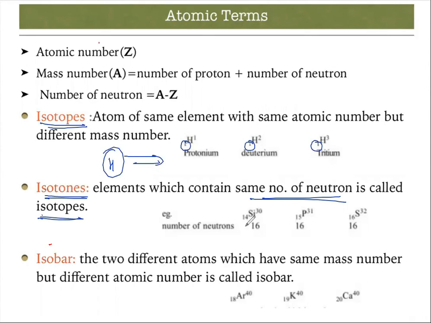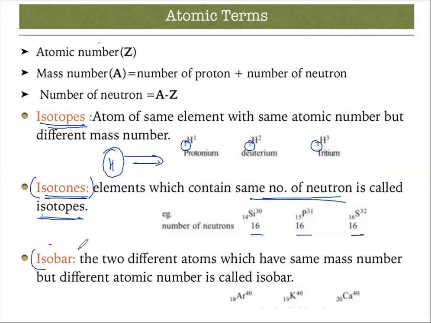How can we calculate isotones? As we already discussed, the number of neutrons can be calculated as A minus Z. Three examples are given. Here A minus Z is 30 minus 14, 31 minus 15, 32 minus 16. So in all these three cases, the neutrons remain the same. If the same number of neutrons are present, then we call it isotones.